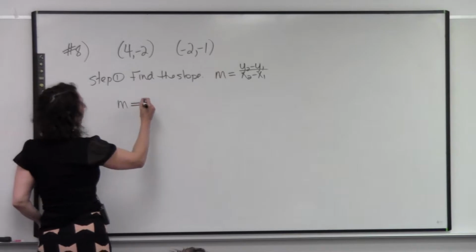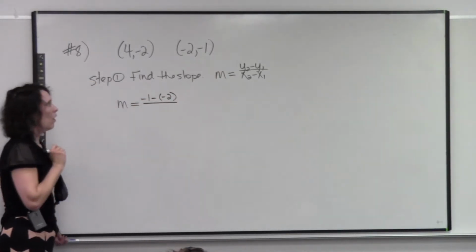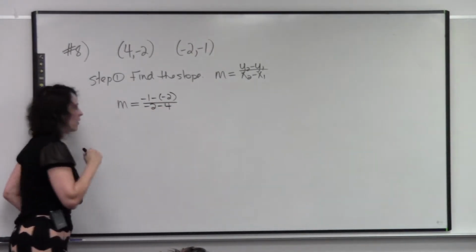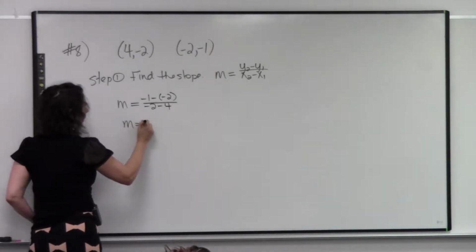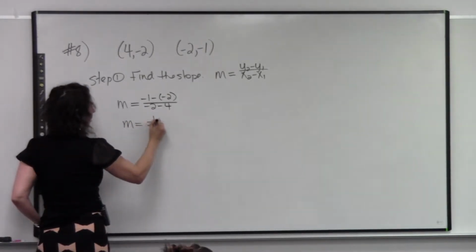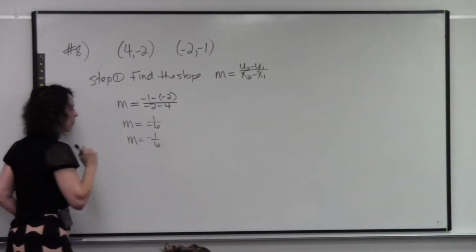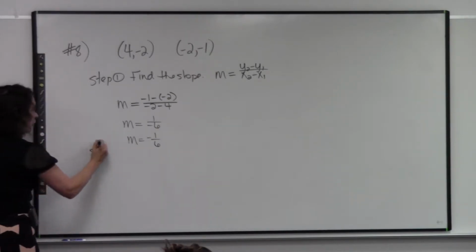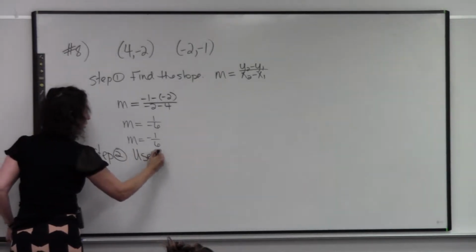So m equals a -1 minus a -2 over a -2 minus 4. We've got to reduce that down. So we're going to end up with a +1 over a -6, which is a -1/6. All right, so that's just step 1. Step 2, we're going to use point slope.